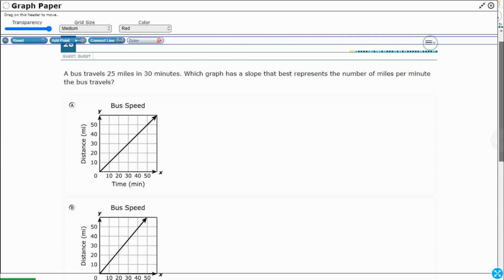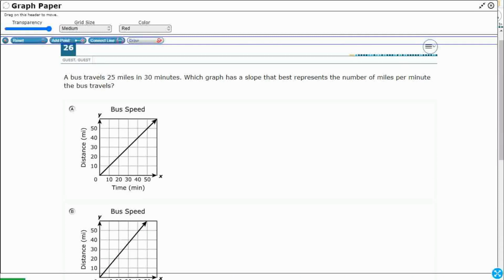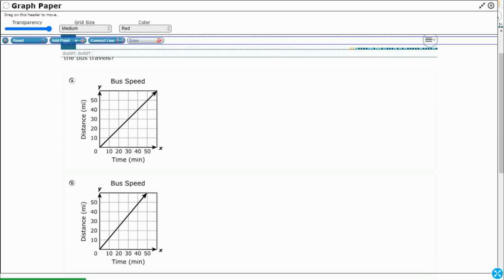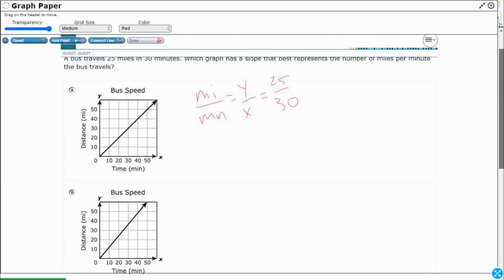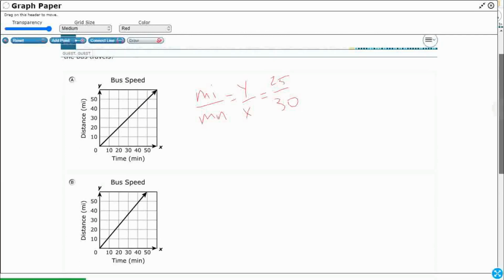All right, so miles per minute, right? That's going to be my y. Notice my y-axis is going to be my miles. It is going to be my slope because that is the y-axis over the x-axis, right? So that's going to be 25 over 30. That's what they give me, 25 miles over 30 minutes. So if you reduce that by 5s, that's going to be 5/6.